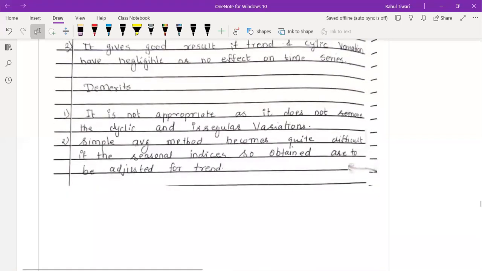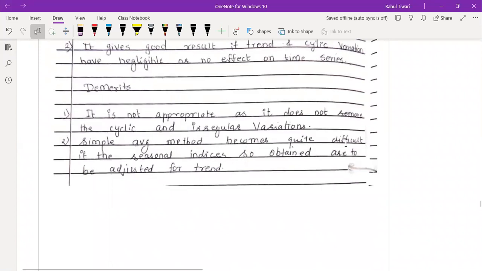Then certain demerits are there. It is not appropriate as it does not remove the cyclic and irregular variation. You know that it is not possible to remove the cyclic and irregular variation. So sometimes it is not appropriate.